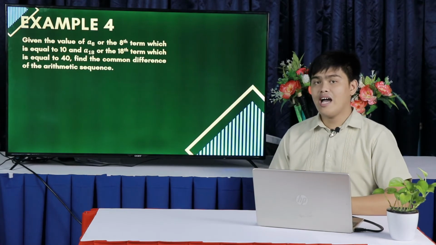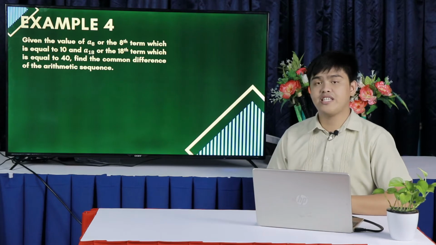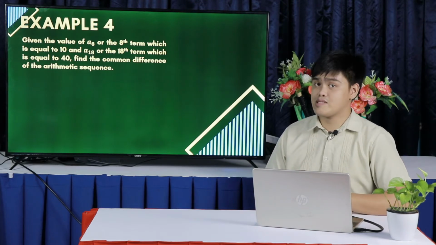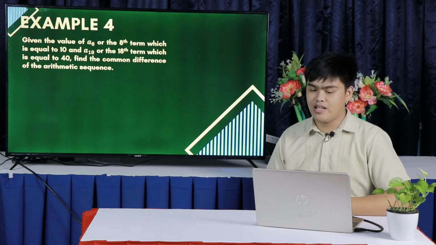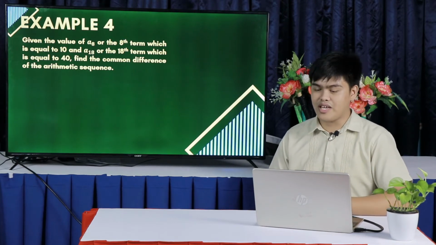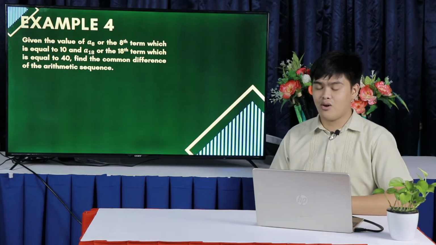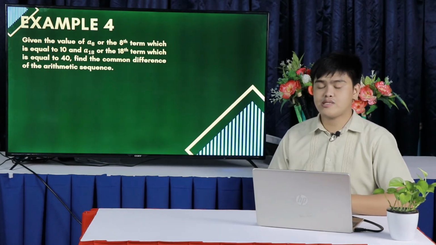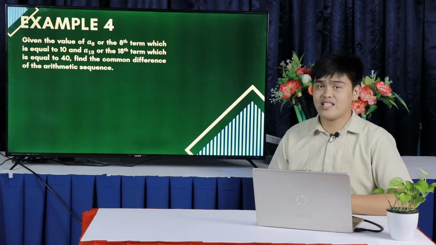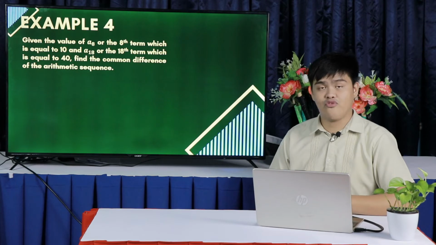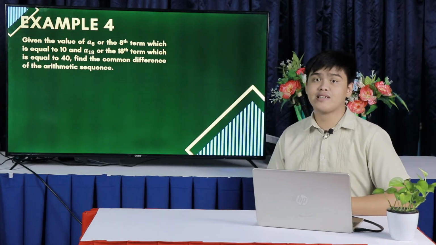Now let us talk about how to find the common difference of an arithmetic sequence. We will practically be using the same formula for this, so don't worry. If we are given the value of a sub 8 or the 8th term, which is equal to 10, and a sub 18 or the 18th term, which is equal to 40, find the common difference of the arithmetic sequence.